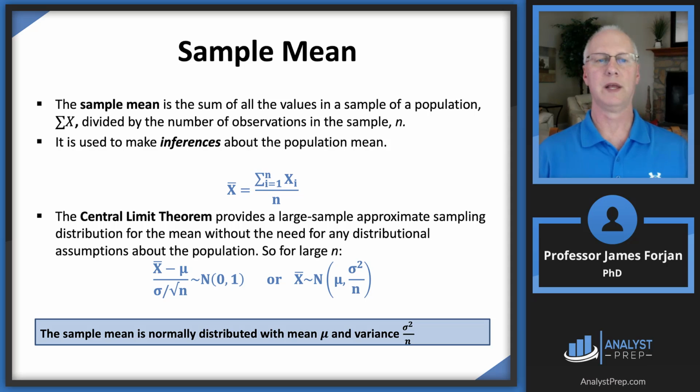Starting with the sample mean, there's a good definition. That first bullet point: the sum of all the values in the sample of a population divided by the number of observations. Of course, you learned how to compute sample mean back in 3rd grade or 5th grade, whatever grade it is. But what's important for us inside of this chapter is not so much the calculation of it, but to understand that we're going to use the sample mean to make inferences about the population mean.